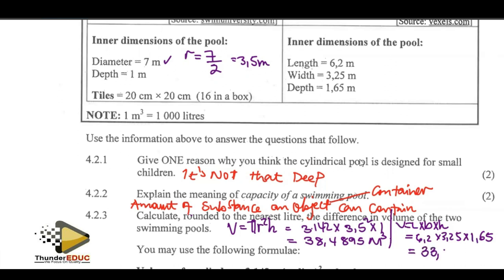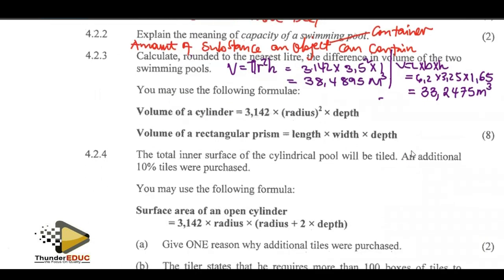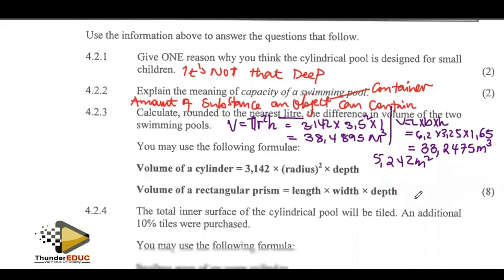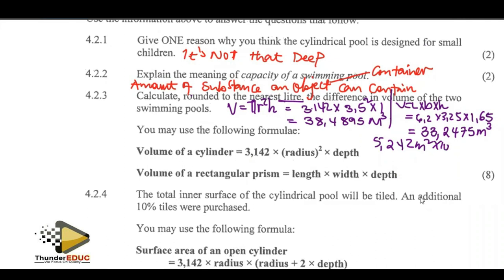So here we have 33,245 meters cubed. Subtract the 2, we end up having 5,242 meters cubed, right? But the question wants you to round off to the nearest liters. And they have told you that if you only have 1 meter cubed, you have 1,000 liters. So let's multiply there. We see times 1,000. Yeah, the answer becomes 5,242 liters.